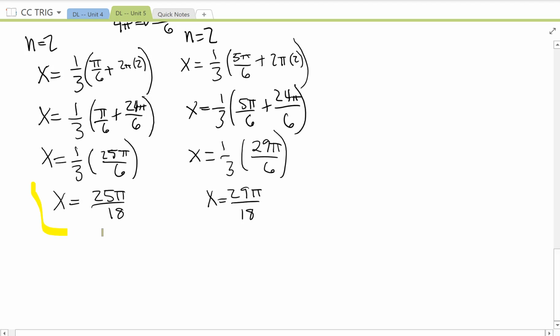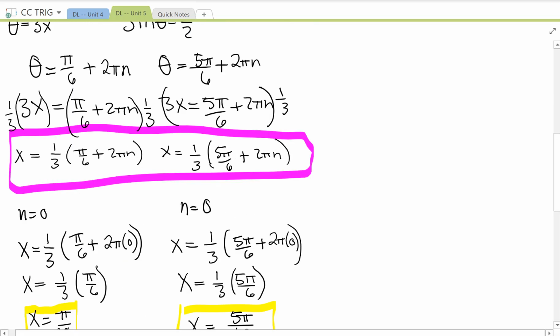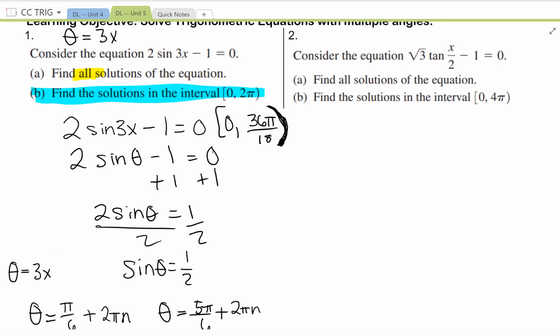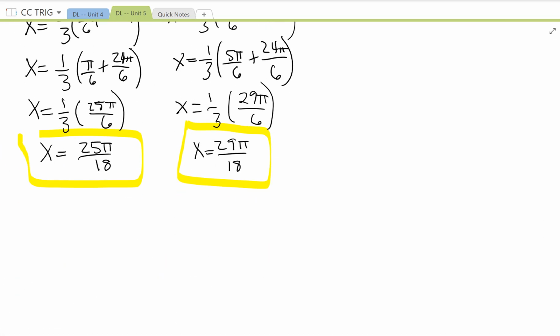Now, are we there yet? Have we reached 36? Have we reached 2 pi? 36 pi over 18, 2 pi? Nope. Let's plug in 3.